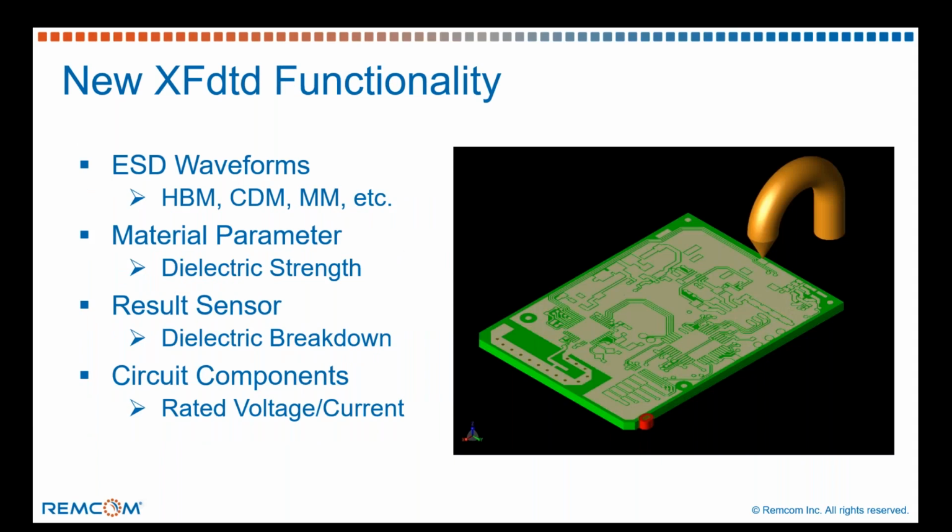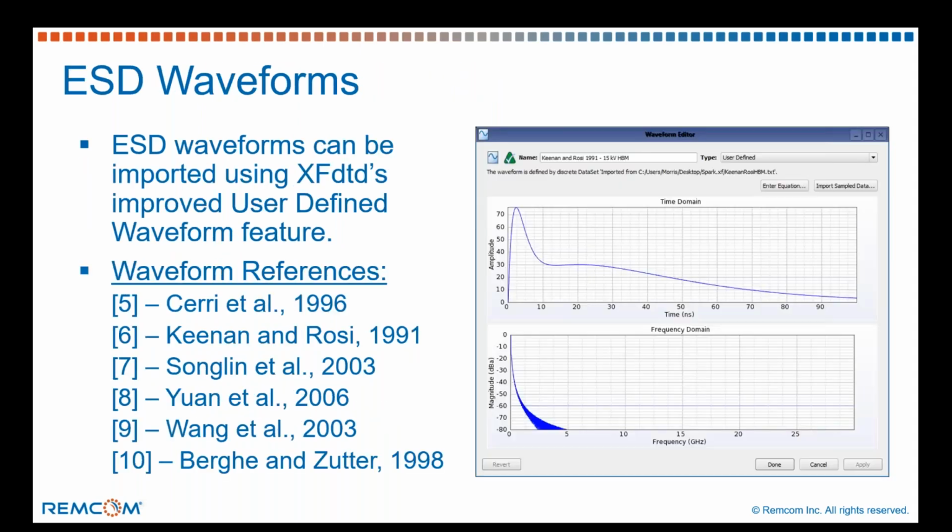So this slide just shows some of the features that were added in XF to be able to support ESD testing. The first step is importing ESD waveforms, which are defined in the ESD standards documents. Then a new material parameter known as dielectric strength, a new result sensor known as a dielectric breakdown sensor, and then adding rated voltage and current parameters to XF's built-in circuit components.